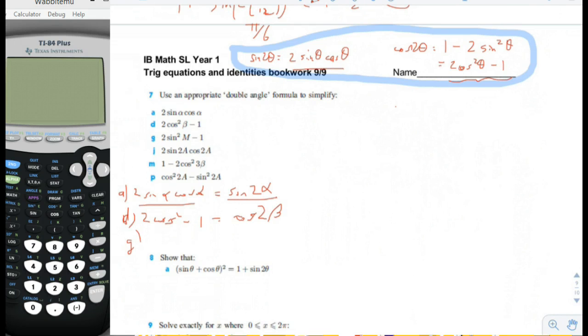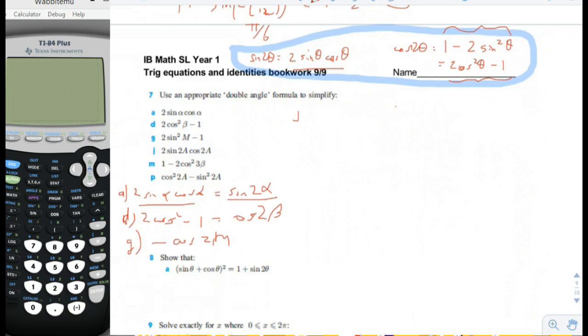G. 2 sine squared minus 1. That kind of looks like that, but not quite, right? Because it's the negative. It's the inverse. So 2 sine squared m minus 1 would be actually negative cosine of 2m.